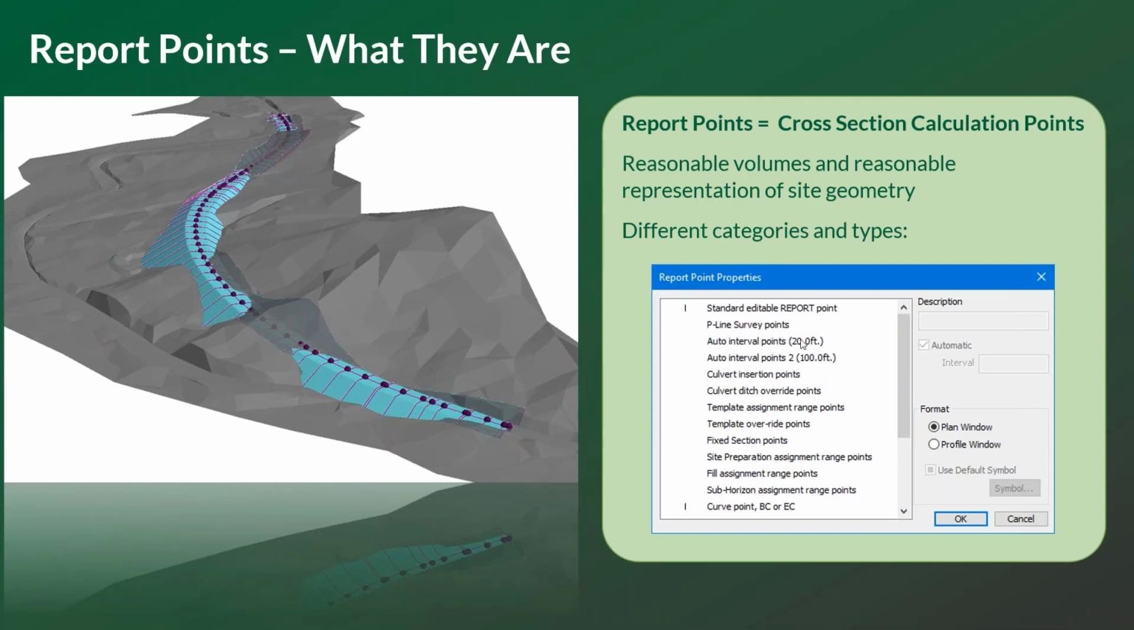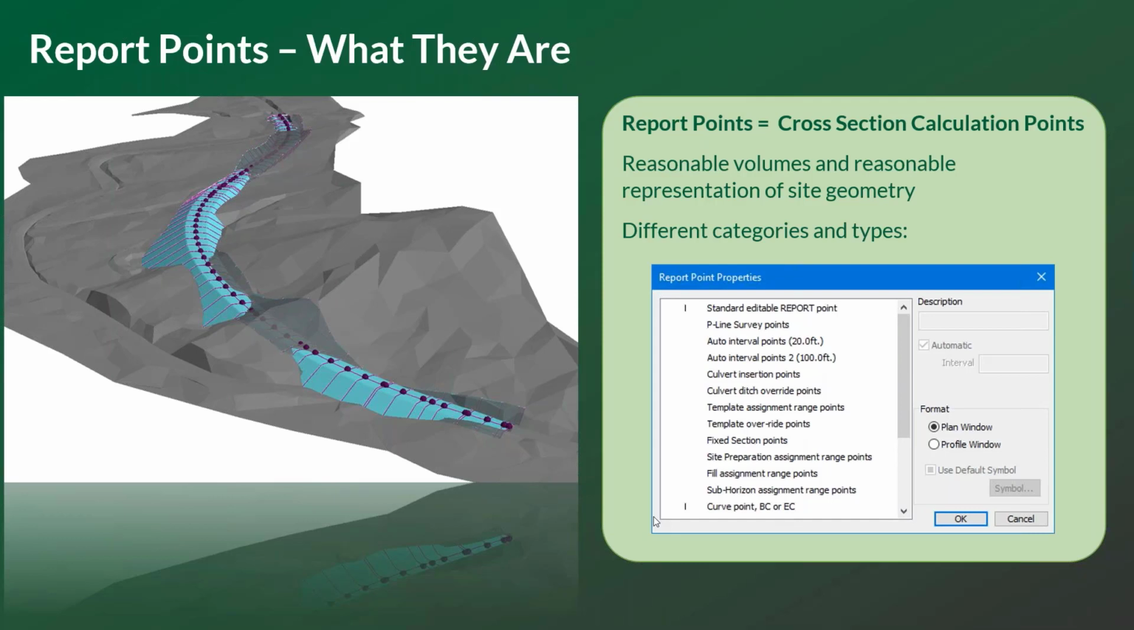We have auto interval points that you can define. There's two different ones. You can also turn them off if you don't want them. But those auto interval points are going to be creating those report points throughout the length of your project at those specific intervals. If you put in a culvert, a report point gets created, and the other really common one obviously is curves. So as you put in curves, there are report points that are automatically created for those as well.